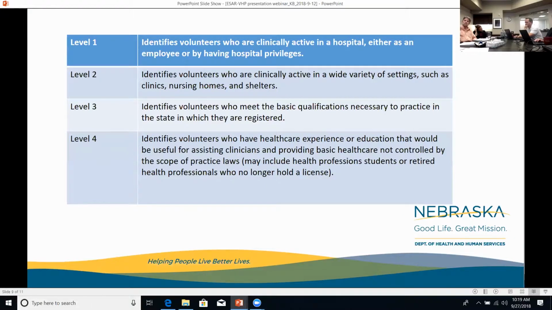Level 3 identifies volunteers who meet the basic qualifications necessary to practice in the state in which they are registered. And level 4 identifies those who have healthcare experience or education that would be useful for assisting clinicians and providing basic health care not controlled by the scope of practice laws. This may include health professional students or retired health professionals who no longer hold a license.